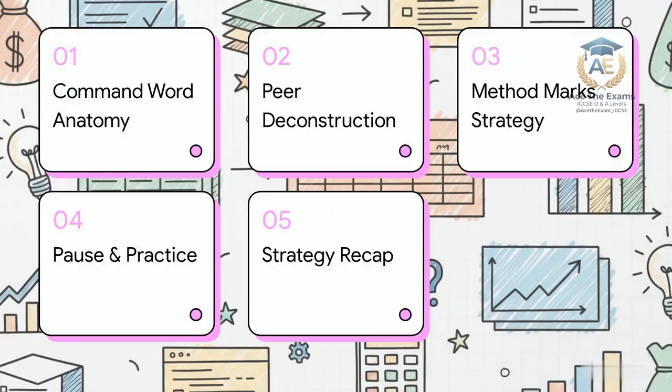Okay, so here is our strategic roadmap for this session. First, command word anatomy. Second, we'll look at a peer deconstruction debate. Third, we're tackling the roadblock and method marks. Fourth, an interactive pause and practice visual workshop. And finally, a complete strategy recap. Let's move fast and go deep.